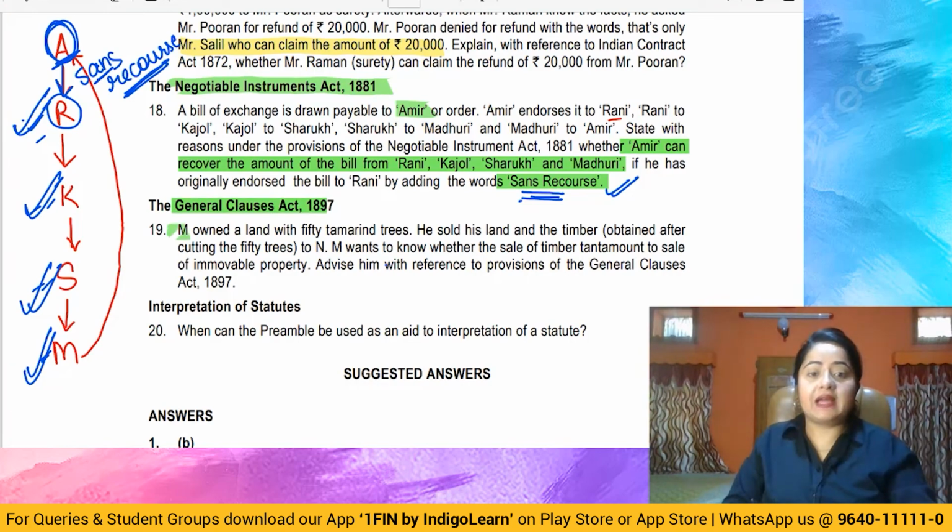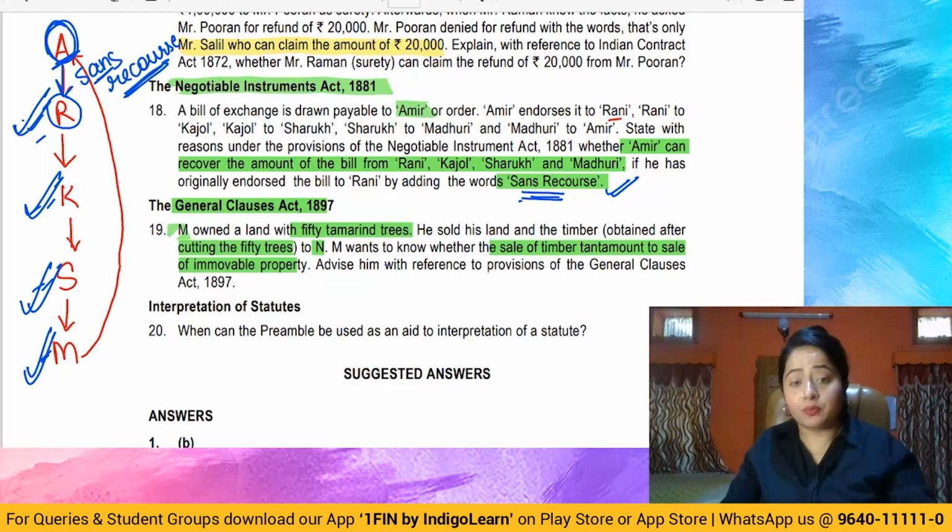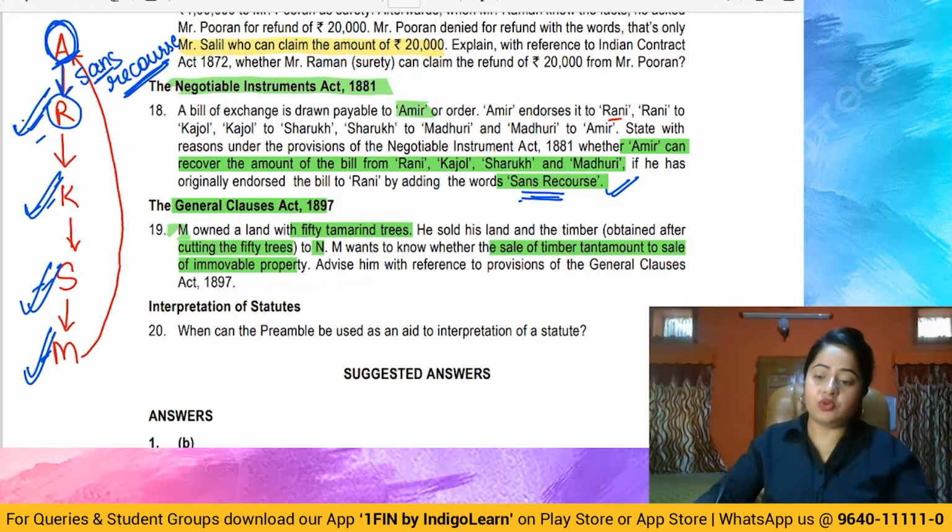Next question is from the General Clauses Act. M owned a land with 50 tamarind trees. He sold his land and the timber obtained after cutting the 50 trees to Mr. N. Now M wants to know whether the sale of timber tantamounts to sale of immovable property as per the General Clauses Act. So here you should simply know the definition of immovable property. There is a land. On the land there are trees. These trees are cut off and then sold. Whether these cut off trees will be considered as immovable property or not as per the General Clauses Act.